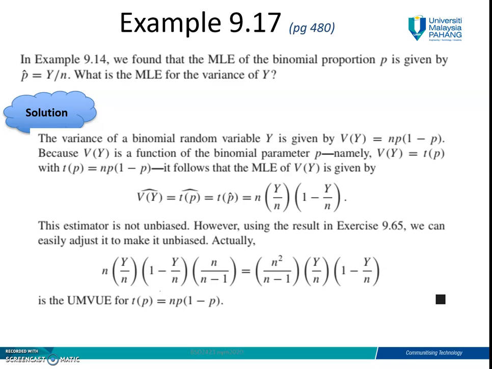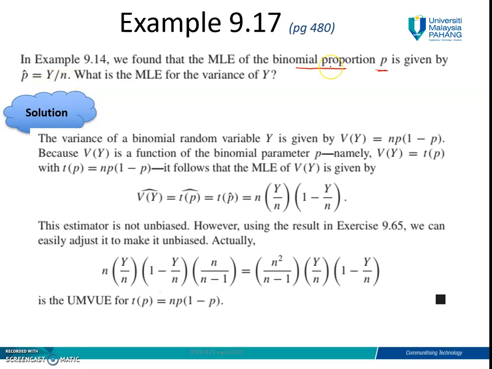So in this video, we'll continue with example 9.17. We are still in the method of finding the point estimation using maximum likelihood estimation. In example 9.14, you have found that the MLE of the binomial proportion p is given by p hat equal to Y over n.